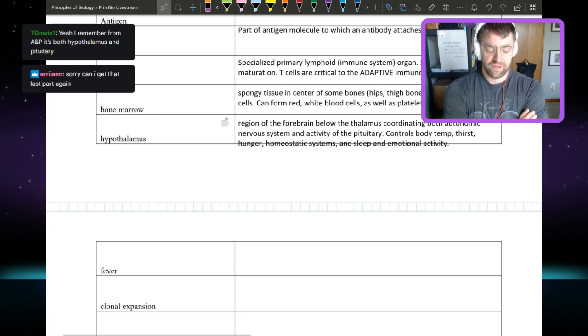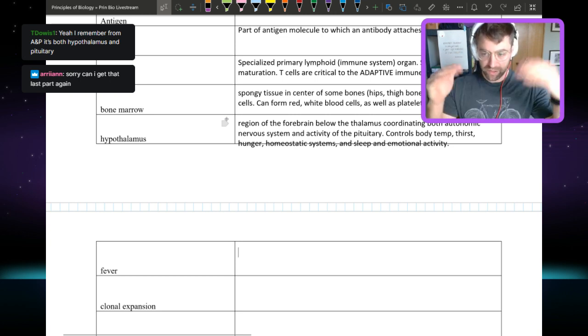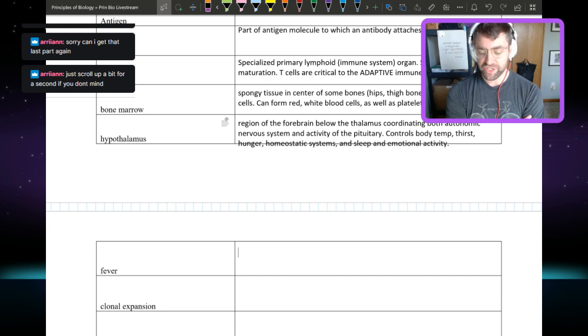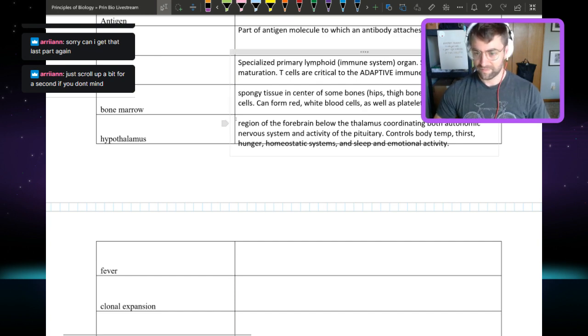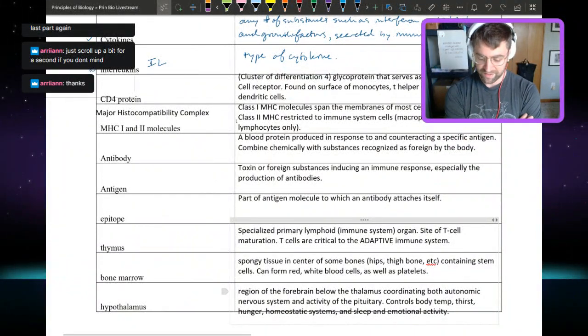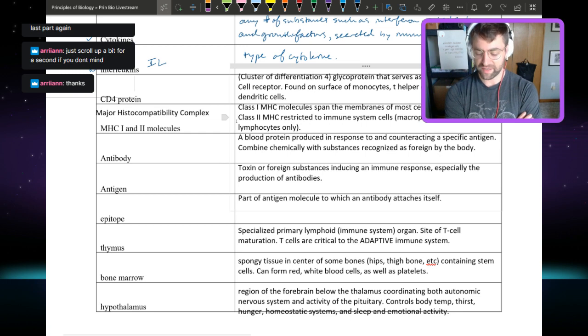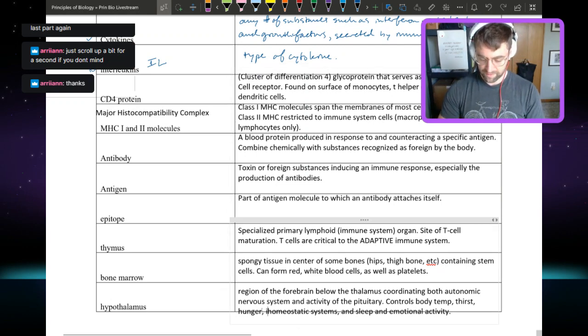I can scroll up. So again, the hypothalamus, hypo, below, thalamus, is the region of the forebrain, unique to higher order mammals. Coordinating both autonomic nervous system and activity of the pituitary, controls body temp, thirst, hunger, other homeostatic systems. I'm going to go ahead and fix that. Sleep and emotional activity.